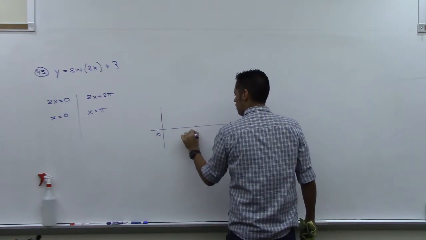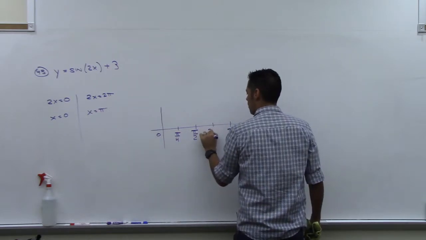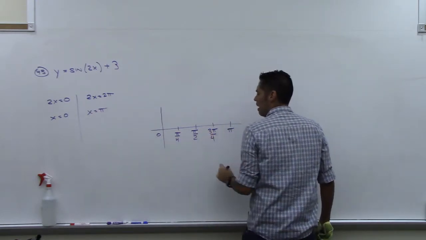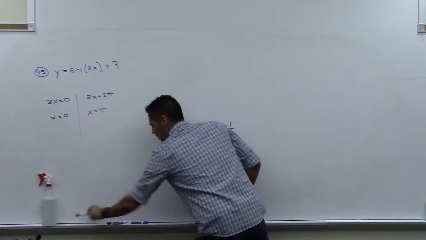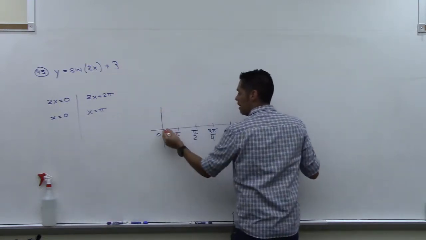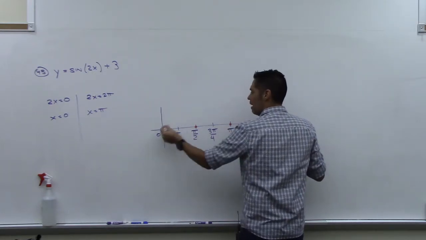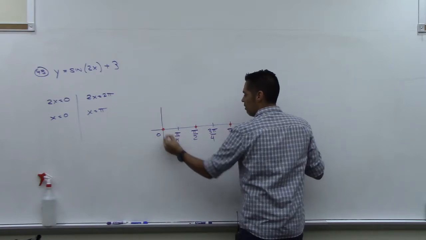This should be pi over 2. This is pi over 4. This is 3 pi over 4. Now, because it's a sine function, I'm going to do this in red because I need to move my graph at the end. I need to take count for that plus 3. But for now, since it's a sine, it should start here, have a middle point and an end point, and it either does this or it does that.